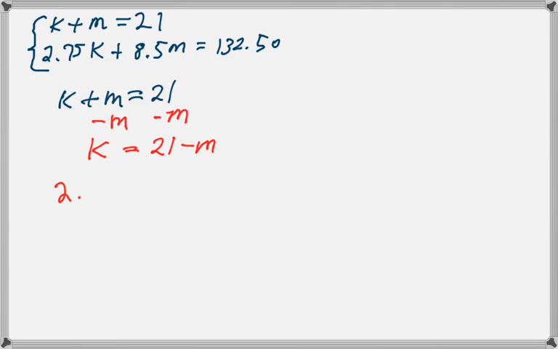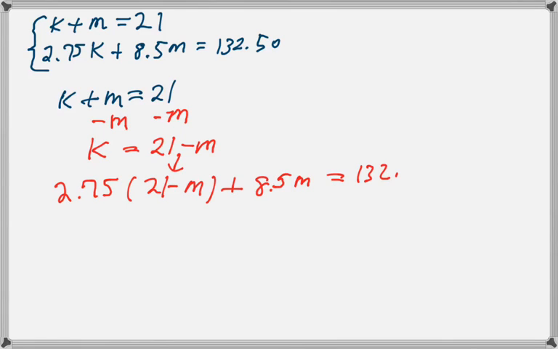So we have 2.75, and we're going to replace our K here with 21 minus M. Okay, and write the rest of our equation. Second equation, we have plus 8.5 M equals 132.50. So we're down to one variable now, so we should be able to solve for that one variable.